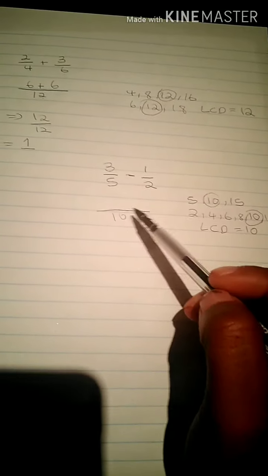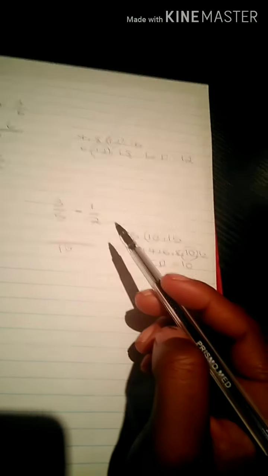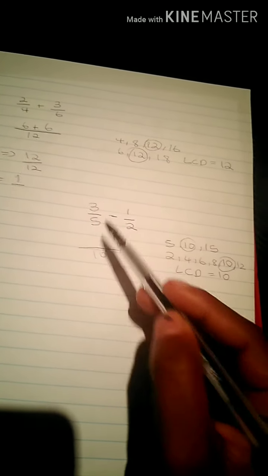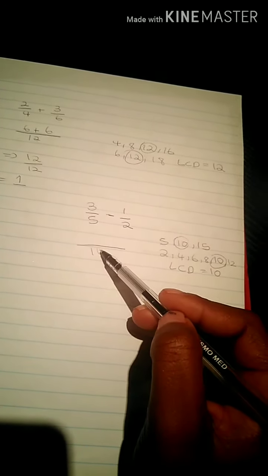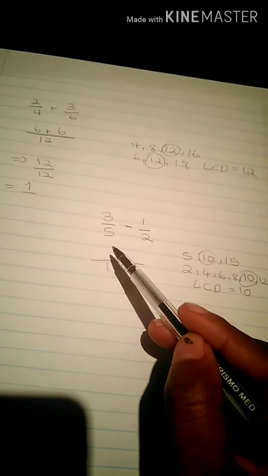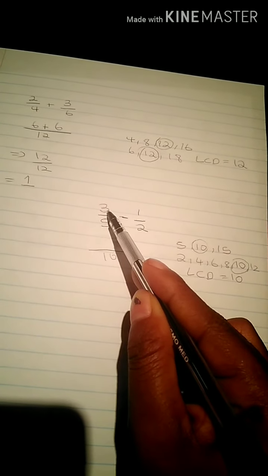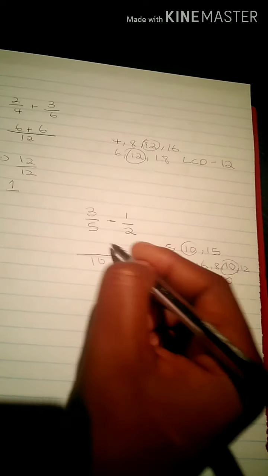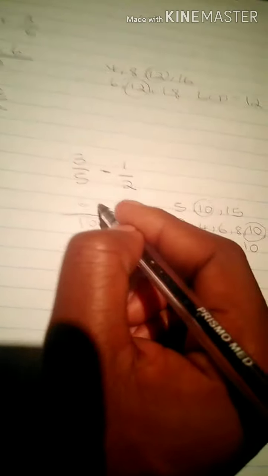Now, the next step is to divide your denominator with your LCD. 5 divided by 10 will give you 2. Now, you then multiply it with your numerator. Now, 2, which is the answer that we got, then 2 multiplied by your numerator, which is 3. 2 times 3 is what? It's 6. And then you write your subtraction sign.